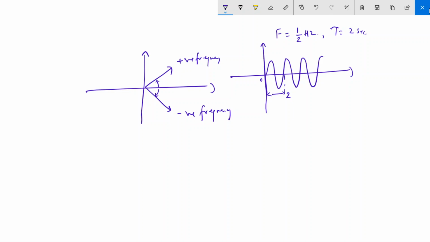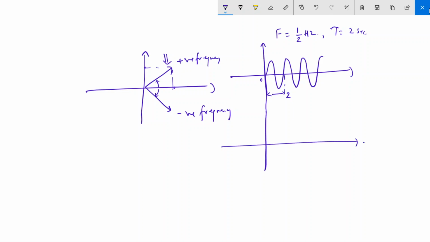And how are you generating it? It is generated from this phasor which is rotating at this frequency in the counterclockwise direction. So at t equal to 0, its projection will be 0. Then as t increases, as this vector rotates, you project this phasor on the y-axis and map that magnitude here. So when it is pi by 2, you will get the maximum amplitude and so on. This is what I explained in the previous class.